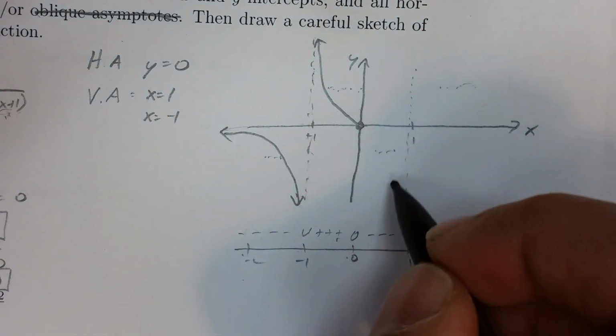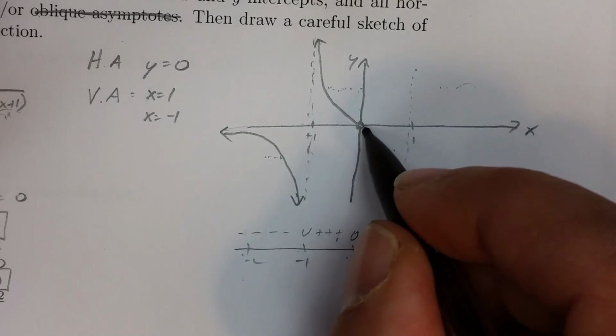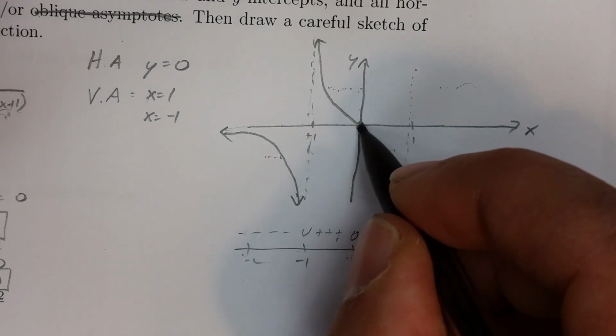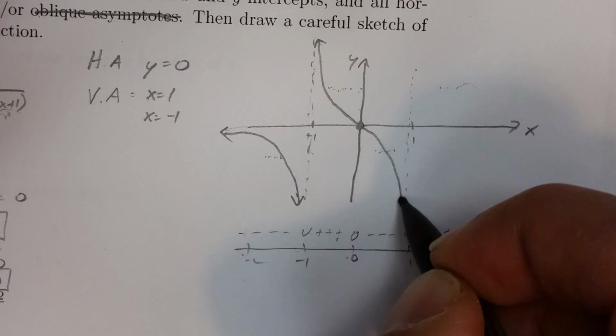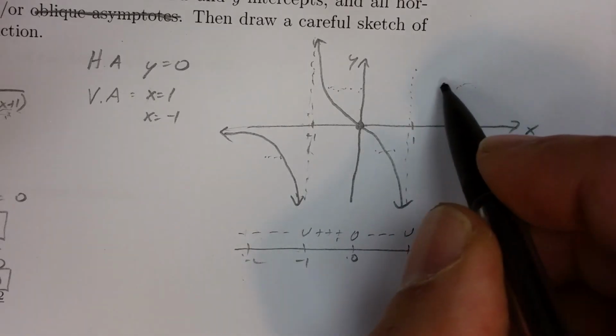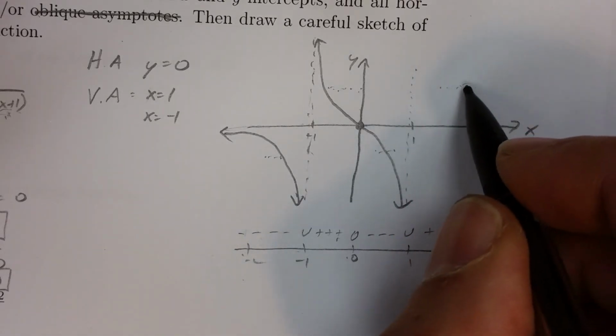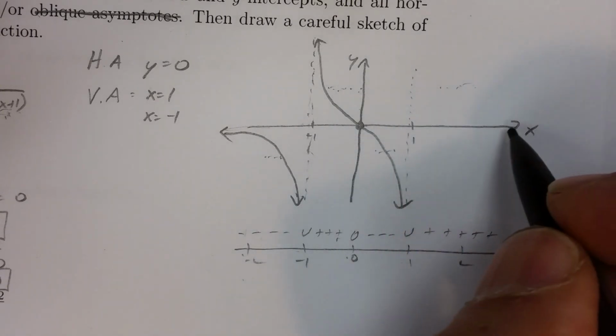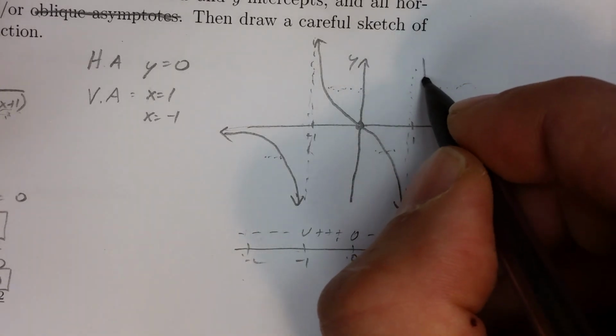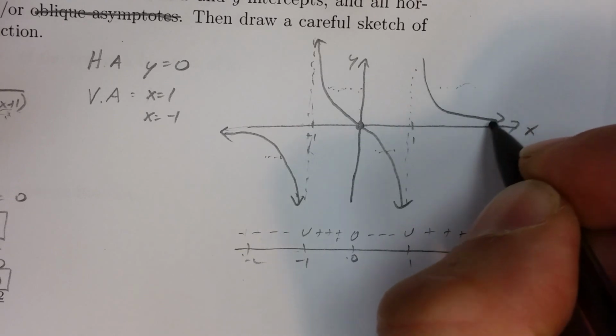Between 0 and 1, it's below the x-axis. It approaches this line asymptotically, goes through that point again. And to the right of 1, we know it's entirely above the x-axis. It approaches that line asymptotically, it approaches this line asymptotically, and it looks a lot like this.